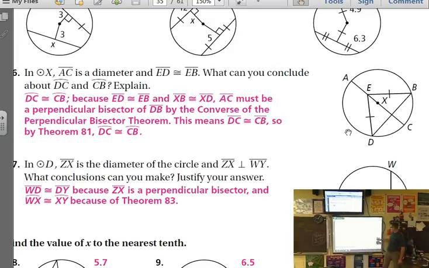But I could look at just this edge and AC's diameter. And actually, I'm giving away a lot. Anyone want to get me started on this? What can we state about DC and CB, those arcs?